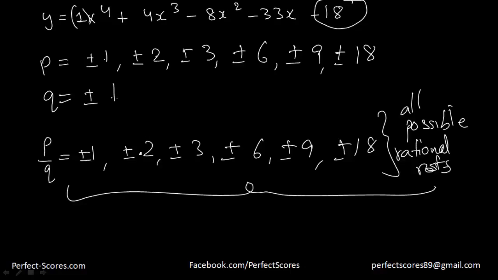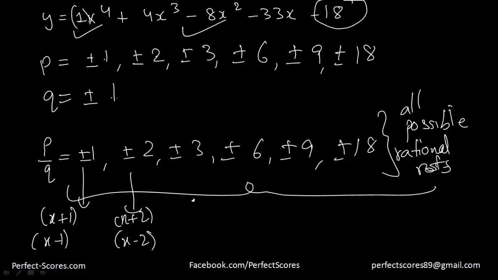Another possible way to check is, if you know that plus or minus 1 is a possible root, that means x plus 1 and x minus 1 are possible factors of this polynomial. That means x plus 2 and x minus 2 are possible factors of this polynomial. That means x plus 3 and x minus 3 are possible factors of this polynomial. Fine. So I hope you're able to understand what I'm trying to say here, guys. Right. So let's go ahead and move forward.